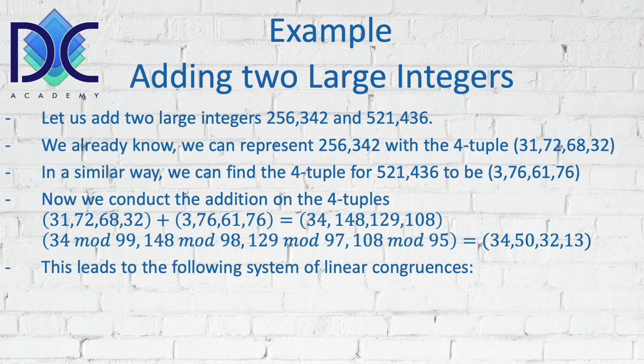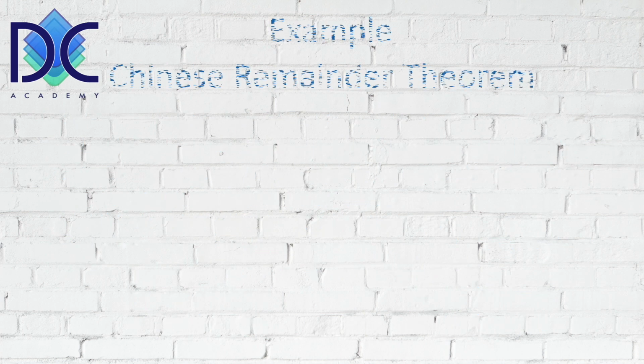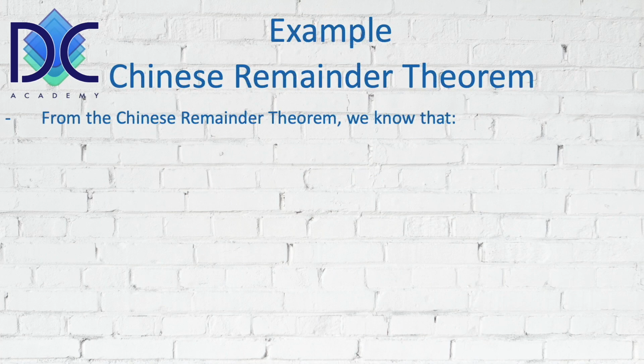Basically, this leads to a set of linear congruences. So we have x is congruent with 34 modulo 99, x is congruent with 50 modulo 98, x is congruent with 32 modulo 97, and x is congruent with 13 modulo 95. And now we have to solve this system. When we solve this, we use the Chinese remainder theorem.